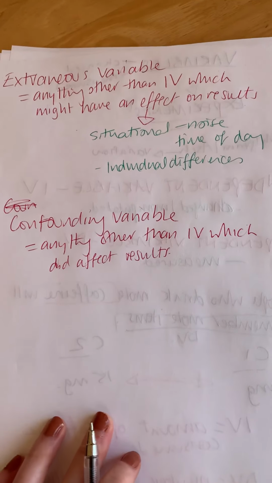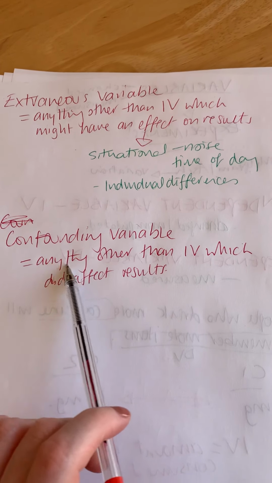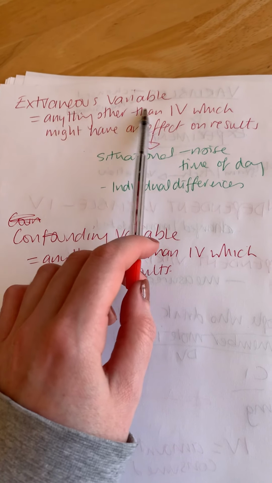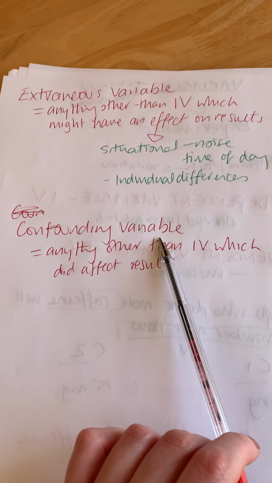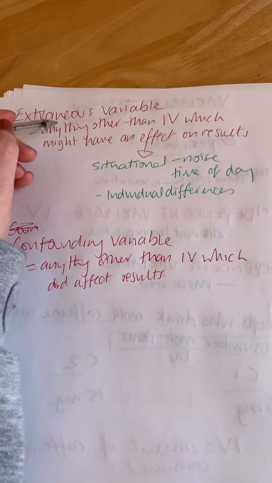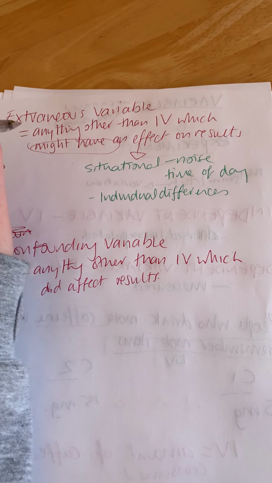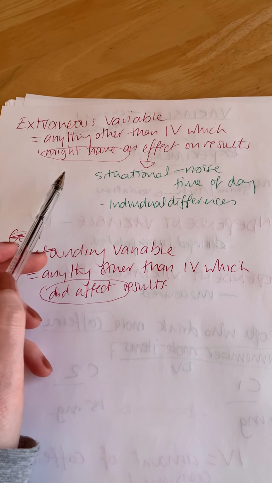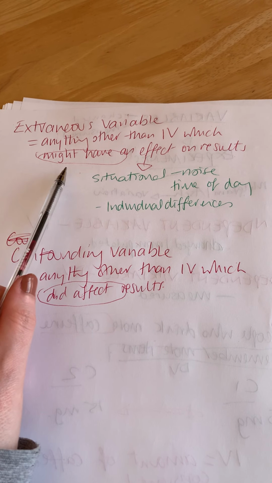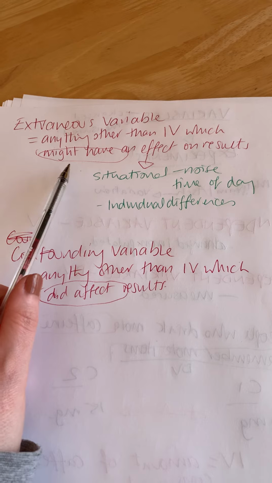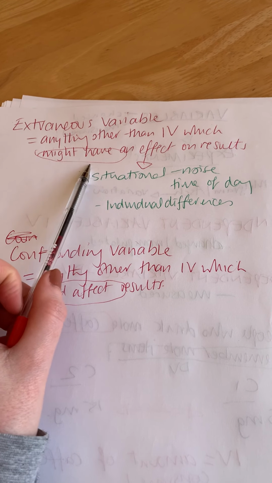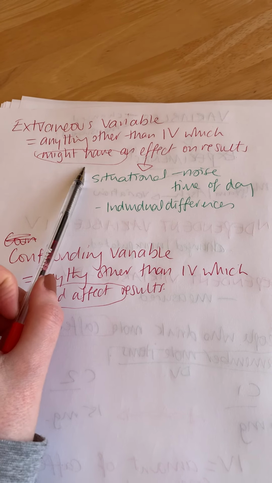Okay, so you will notice that the only difference in what I've written as a definition for extraneous variable compared to confounding variable is the word which might have an effect, which did affect. So extraneous variables, they are identified at the beginning of the experiment. What other variables might affect my results? So thinking about it beforehand.